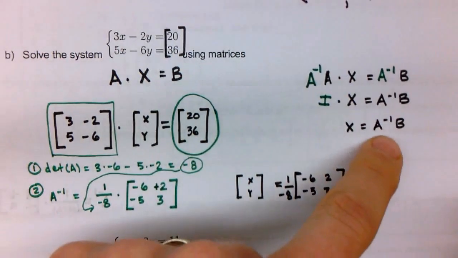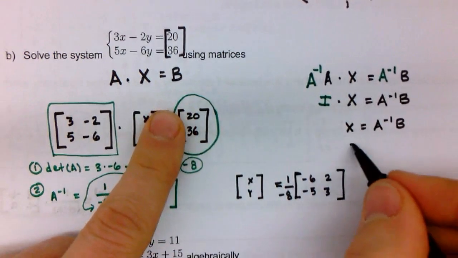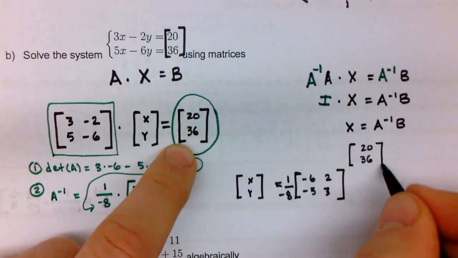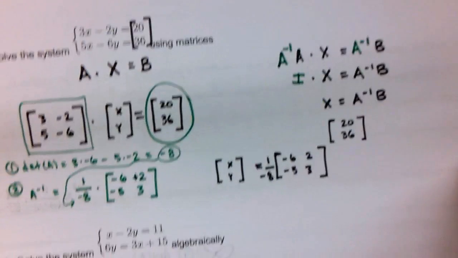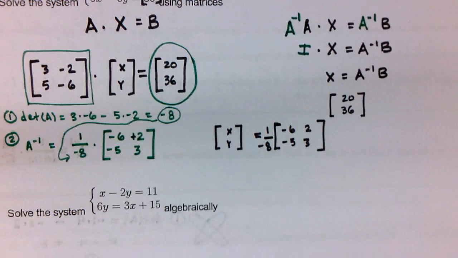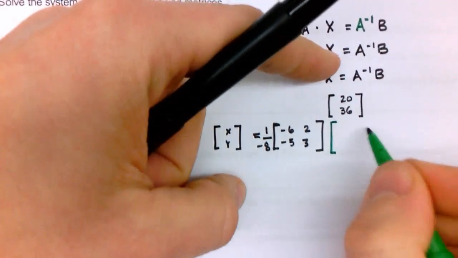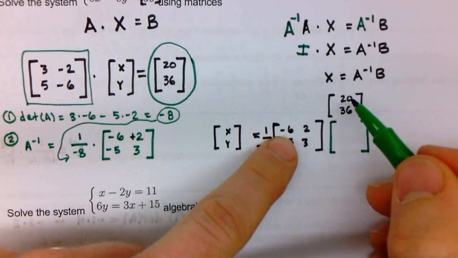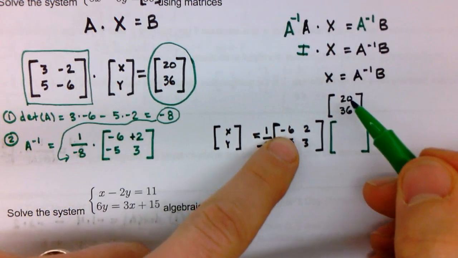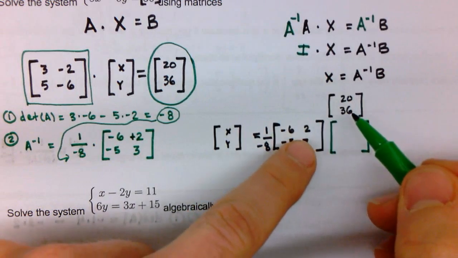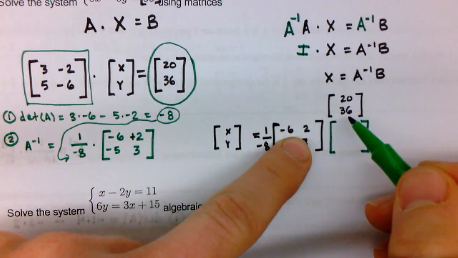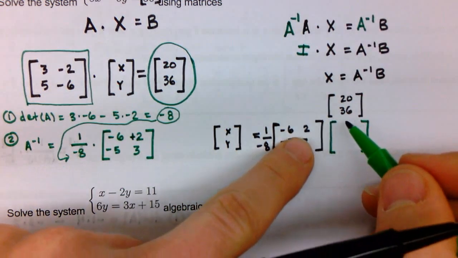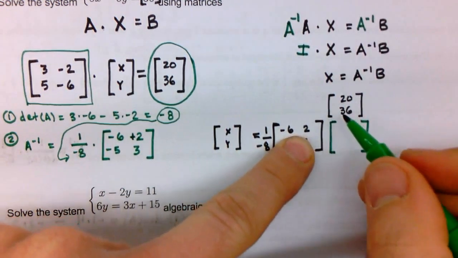multiplied by the B matrix, which is 20, 36. So let's do this calculation here. Here we go. Negative 6 times 20 is going to give us negative 120. 2 times 36 is going to give us 72. Take out your calculator if you haven't already. Negative 120 plus 72.